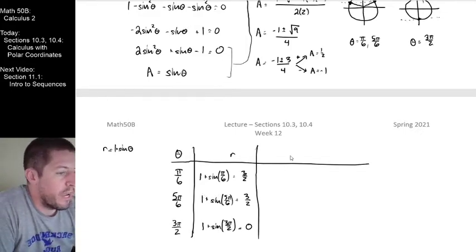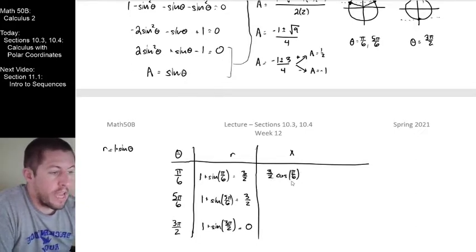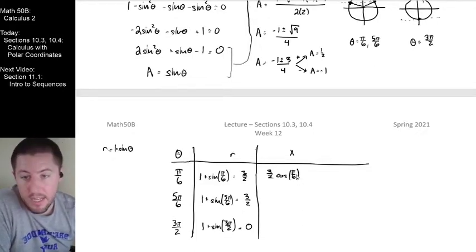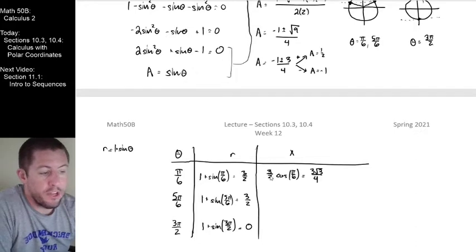So let's go ahead and convert into x right here. We know that x equals r cos theta. 3 halves is my r, times the cosine of pi sixths. If sine of pi 6 is 1/2, then cosine of pi 6 has to be root 3 over 2. So I think I'm going to get here 3 root 3 over 4. That's 3 over 2 times root 3 over 2.